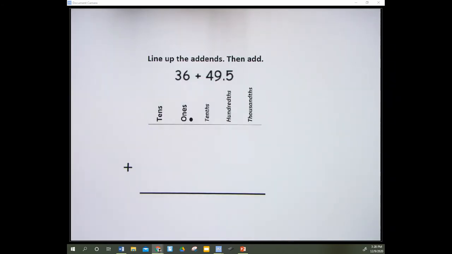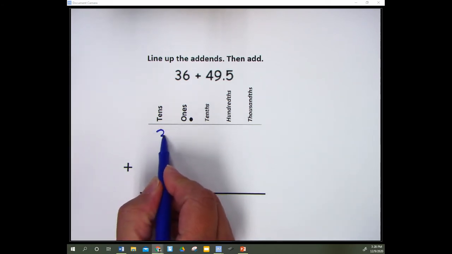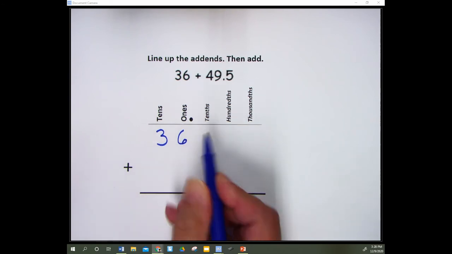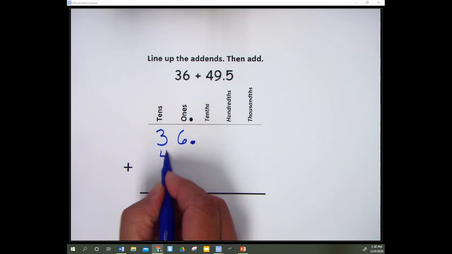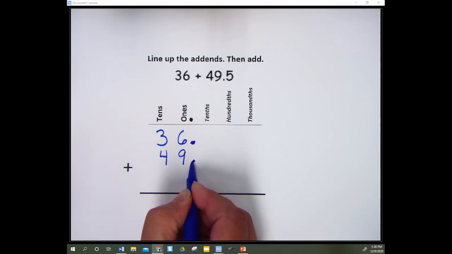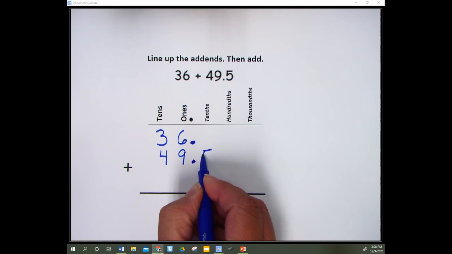Here's your next problem. What is the sum of 36 and 49 and 5/10? All right, the first thing we need to do is recopy these and line up the decimal points. And notice we don't see a decimal point on 36, but there always will be one to the right of the ones column. So 36 would have a decimal point right here. And then 49 and 5/10 would look like this.